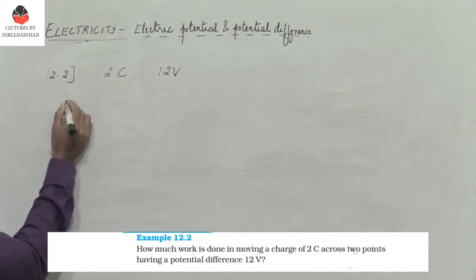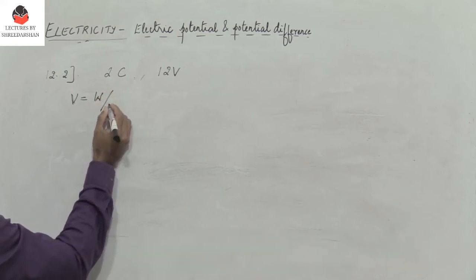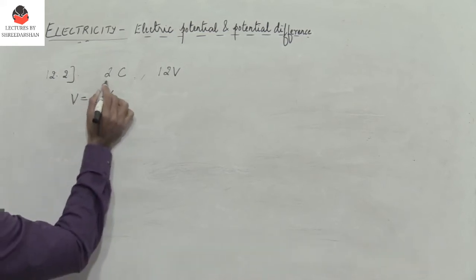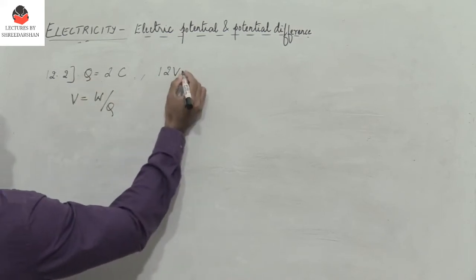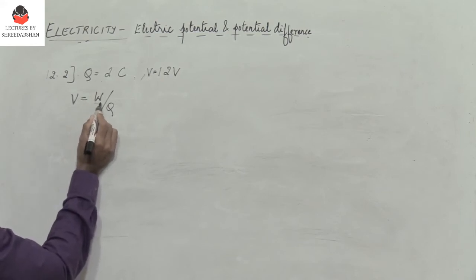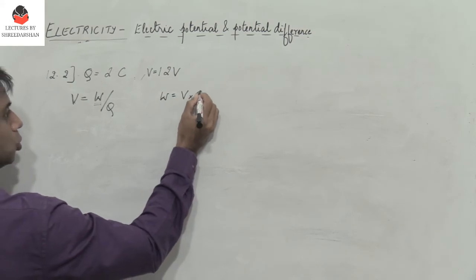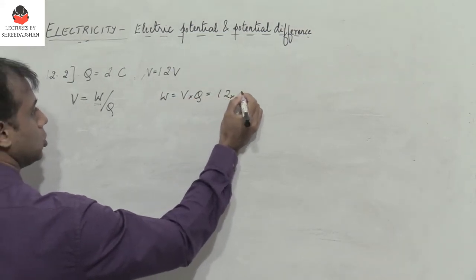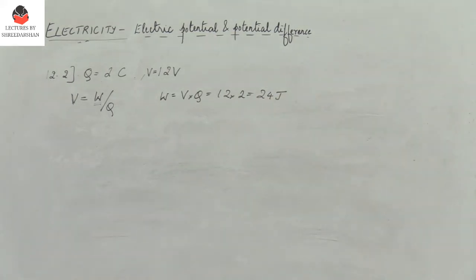So we know that the potential difference V equals work done divided by the total charge Q. The charge is given, which is 2 coulombs, so Q equals 2 C, and the voltage V equals 12 volts, and I need to find the work done W. Therefore W equals V into Q, which is 12 into 2, which is 24 joules. Right?